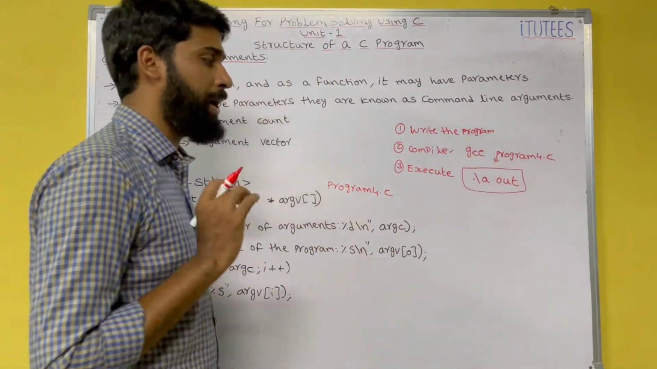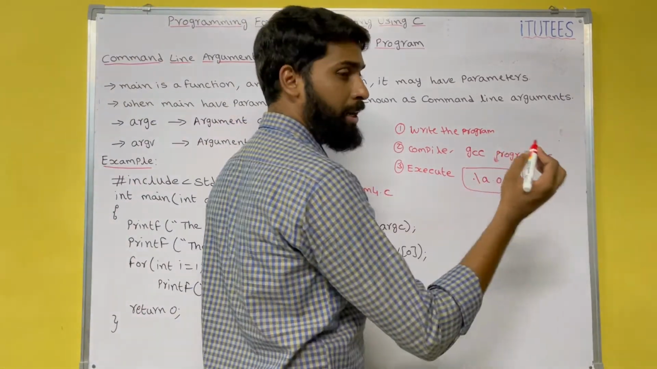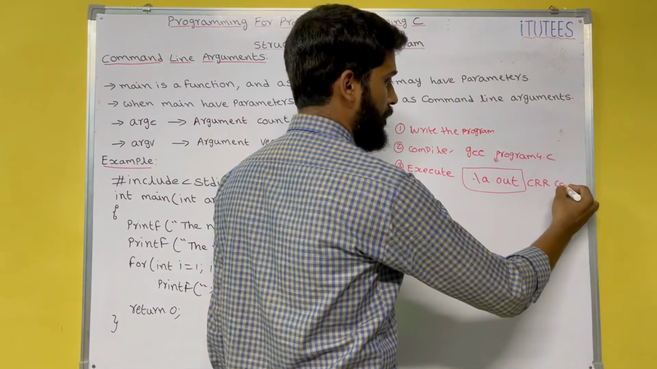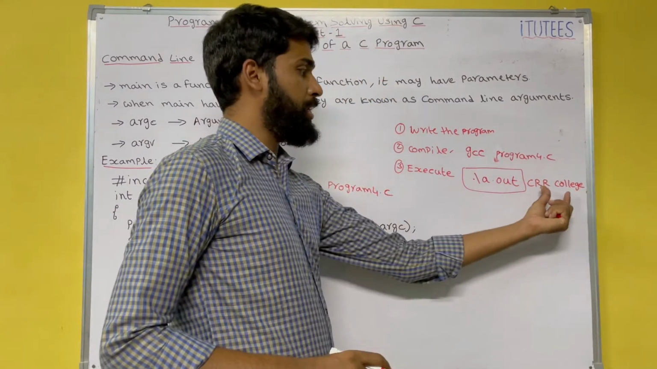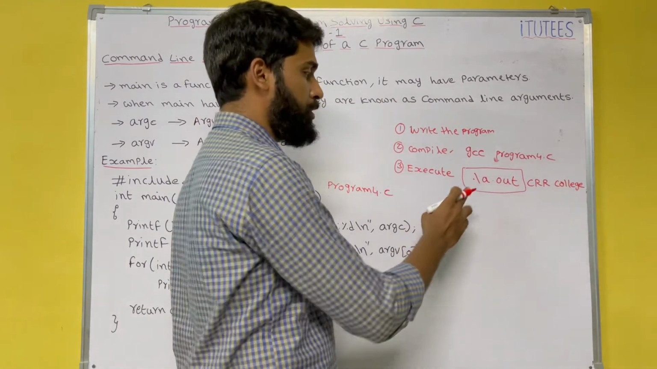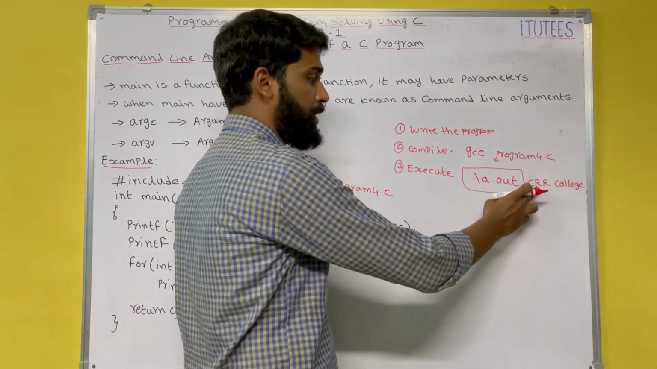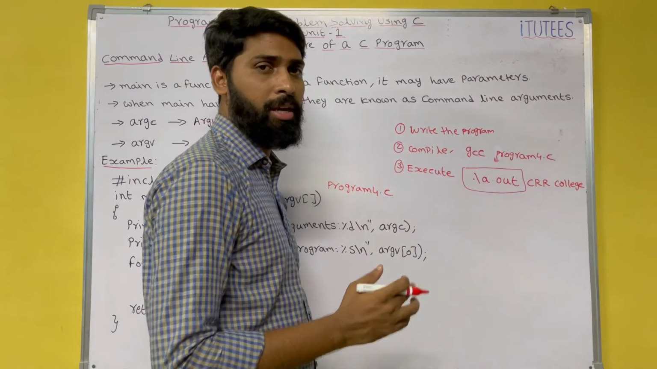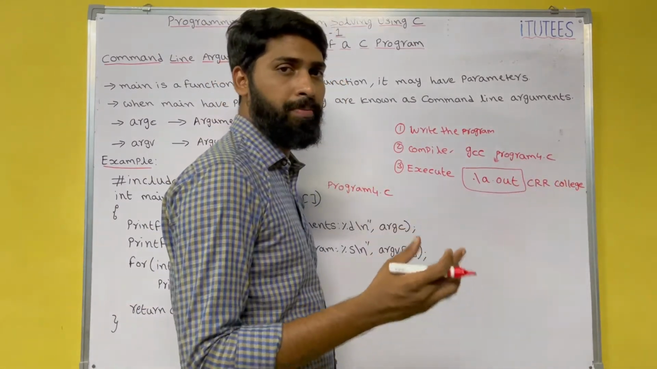Now, what does a command line argument mean? At the time of execution, if you give any arguments, for example, here I am giving CRR college, these two arguments are called command line arguments. So how can we execute? ./a.out, and after this instruction, if you give any arguments, these arguments are called command line arguments.